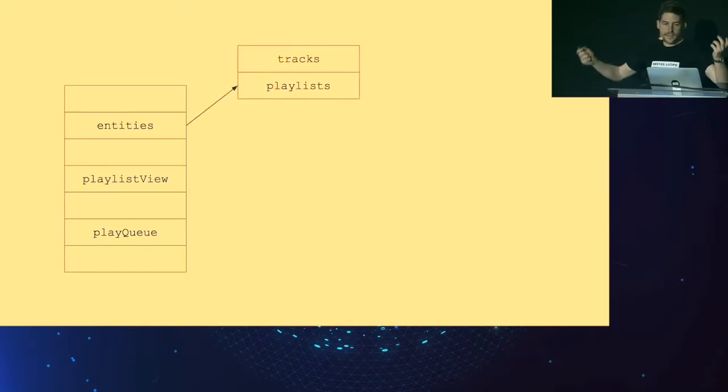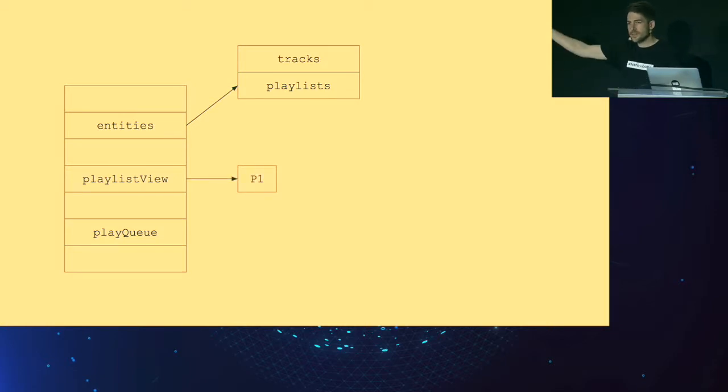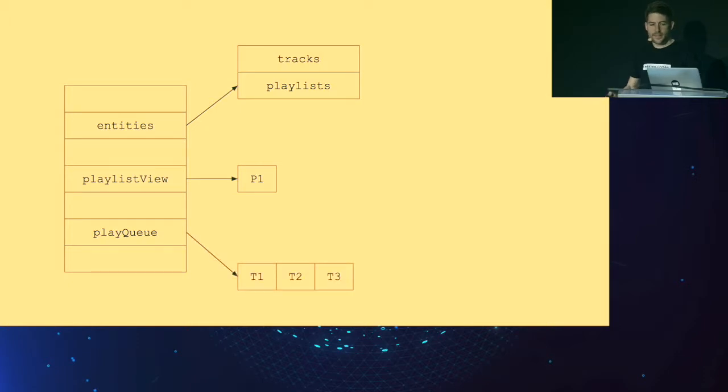This is very similar to what I showed you in the beginning. With the Redux store, you have entities, and you have a playlist view. Let's say that's your entity for a playlist, and then a play queue, with all the songs that are in your player right now. So in entities, you have tracks and playlists. The playlist view has a reference to playlist 1, and the play queue has the tracks 1, 2, and 3 in it. So the entities now look like this. There are some other ones floating around.